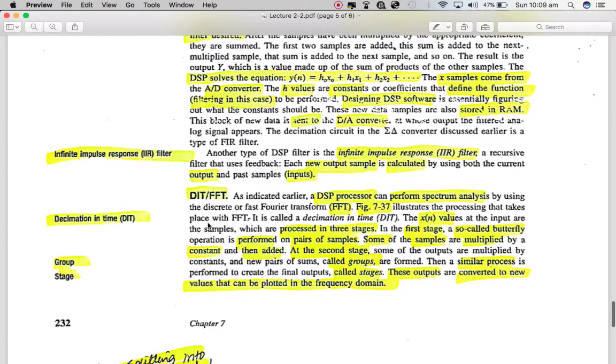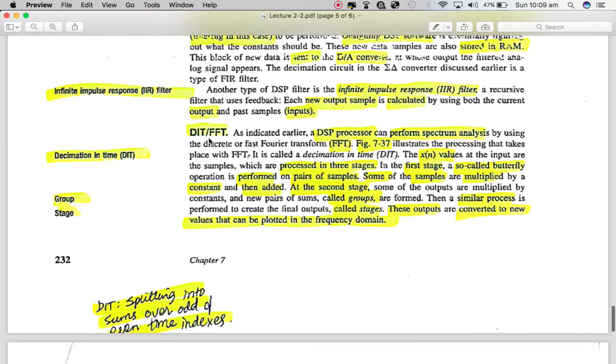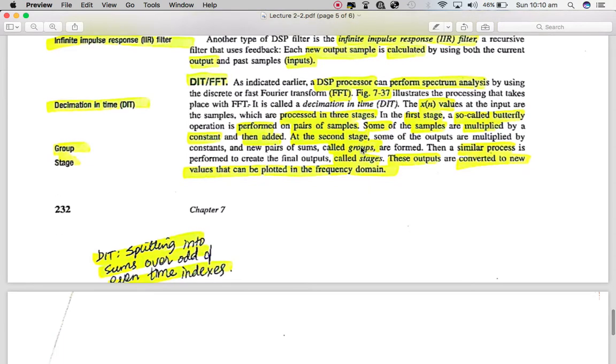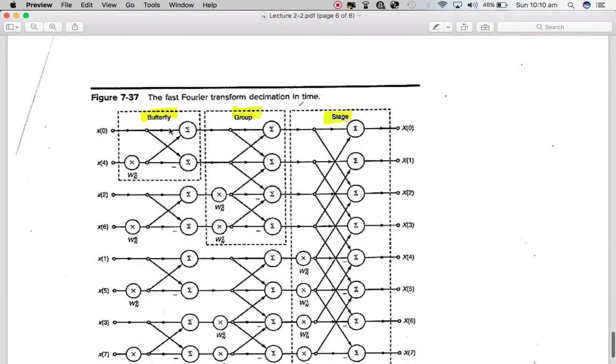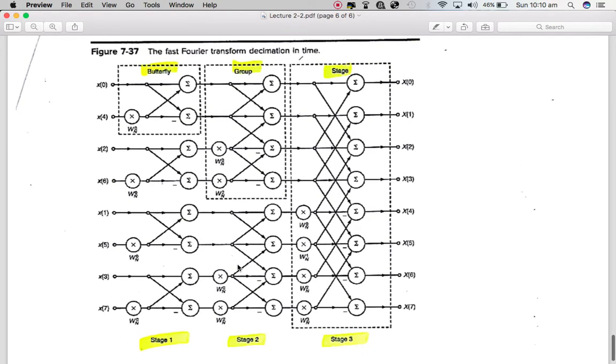Now we will see the spectral analysis. For spectral analysis, we normally use the fast Fourier transformation, which is also called decimation in time, which splits a large problem into small problems, solves those problems, and forms group results, a kind of butterfly group and stage results. Then we have some bits here, and this is the algorithm of the FFT analysis, which is the spectral analysis.